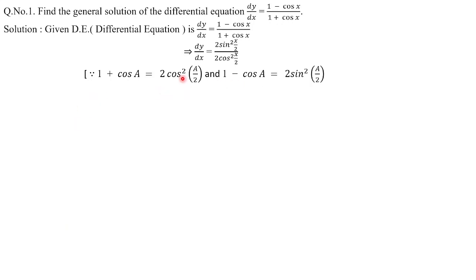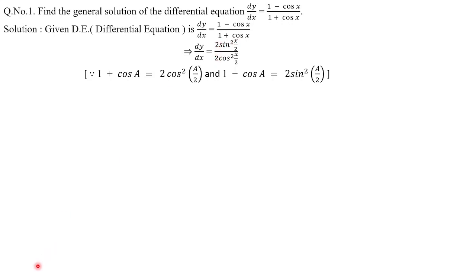This implies dy by dx is equal to, in the numerator 1 minus cos x is there, that can be written as 2 sin square x by 2, by, in the denominator 1 plus cos x is there, it is nothing but 2 cos square x by 2. Because we have trigonometric identities, 1 plus cos a is equal to 2 cos square a by 2 and 1 minus cos a is equal to 2 sin square a by 2. By using these two identities, we have written numerator and denominator.